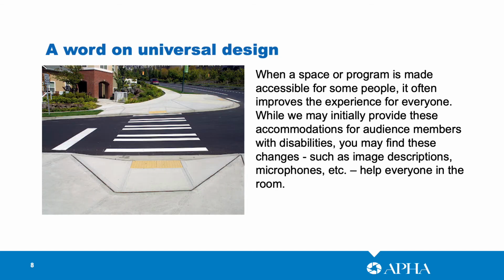I want to speak briefly about universal design. This is an idea that when accommodations are added to an environment for people with disabilities, they often benefit everyone who is using that environment. A common example, which I provided an image of on the side, is a crosswalk with curb cuts. Curb cuts are added to crosswalks to make them accessible to wheelchair users, but they also help many other people who are crossing that intersection, including people with strollers or anyone on bikes, scooters, you name it.